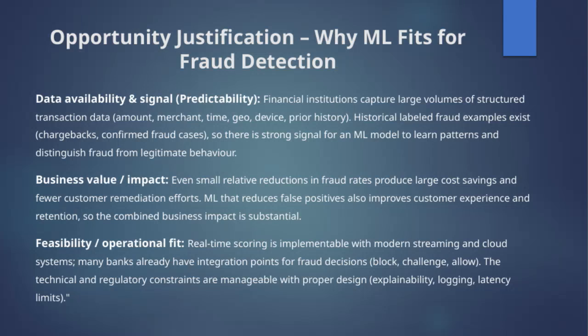Let's start by looking at the data availability and the signals we can leverage for fraud detection. Financial institutions generate a huge amount of structured transaction data, including details like the amount, merchant, time, location, device used, and the customer's prior transaction history. This rich data provides a strong foundation for machine learning models to learn from. We also have access to historical labeled fraud examples, such as chargebacks and confirmed fraud cases. These examples serve as valuable signals, helping the model distinguish between legitimate and fraudulent behavior by recognizing patterns.